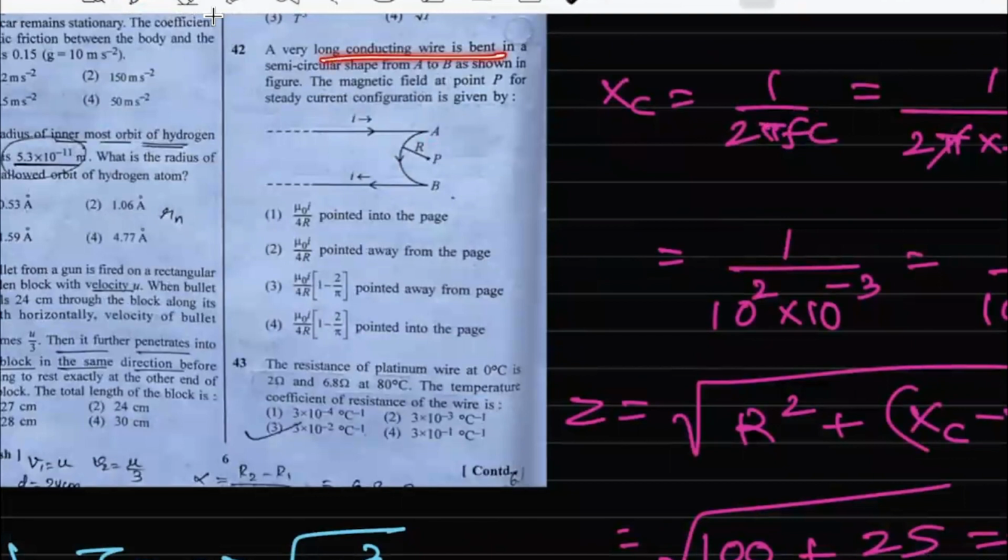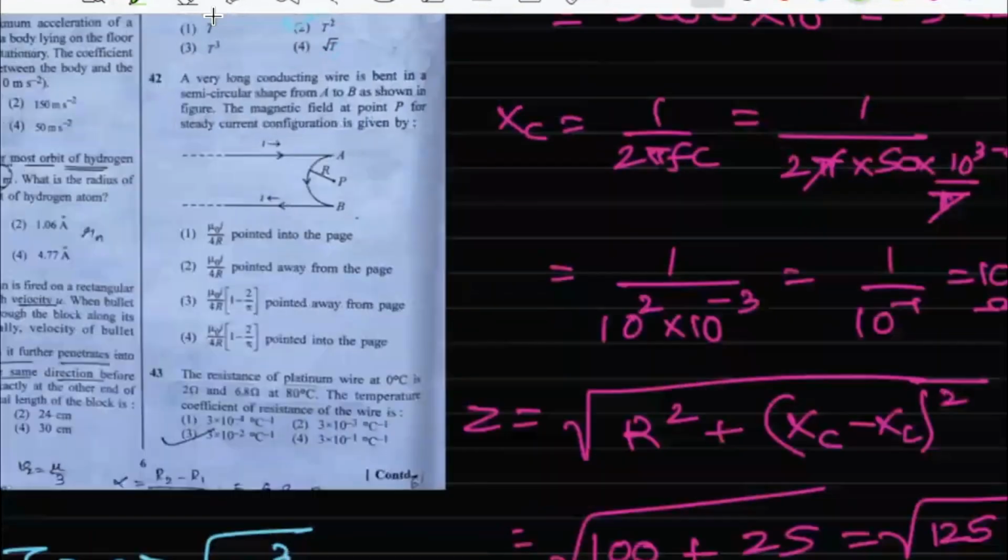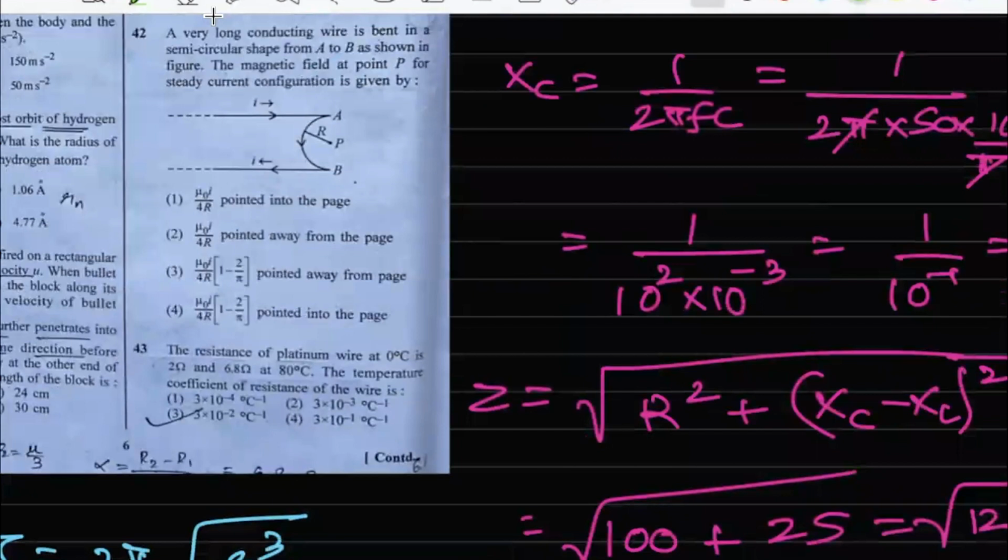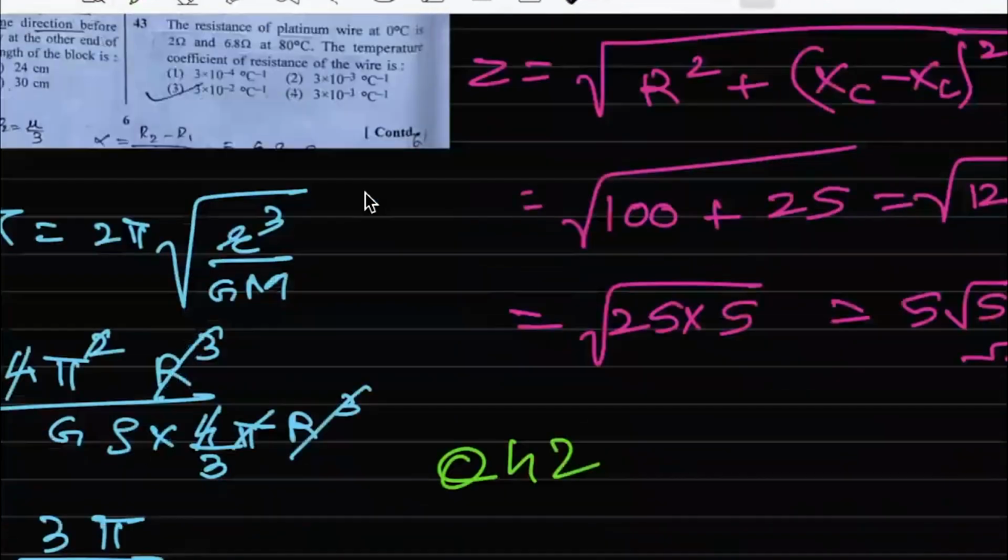A very long conducting wire is bent in a semicircular shape. It is a semicircle, A to B. So current is entering here, semicircle, and then current is leaving here. As shown in the figure, the magnetic field at point P for steady current configuration is what? So where is point P? Is the center. Let's assume it's the center. Okay, fine. So we have basically three shapes. First, second, third. We have two semi-infinite wires and one semicircle. Okay. So what do we get?